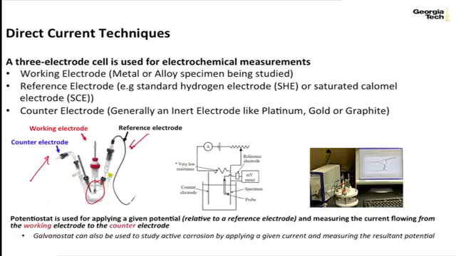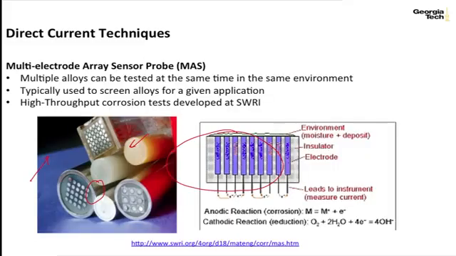To measure that, you typically need a voltmeter or a current source, or there is equipment available called potentiostats or galvanostats. In this case, you either control potential, apply potential and measure current, or you apply current and measure potential. If you're applying current, it's called a galvanostat. If you're applying potential, it's called a potentiostat.